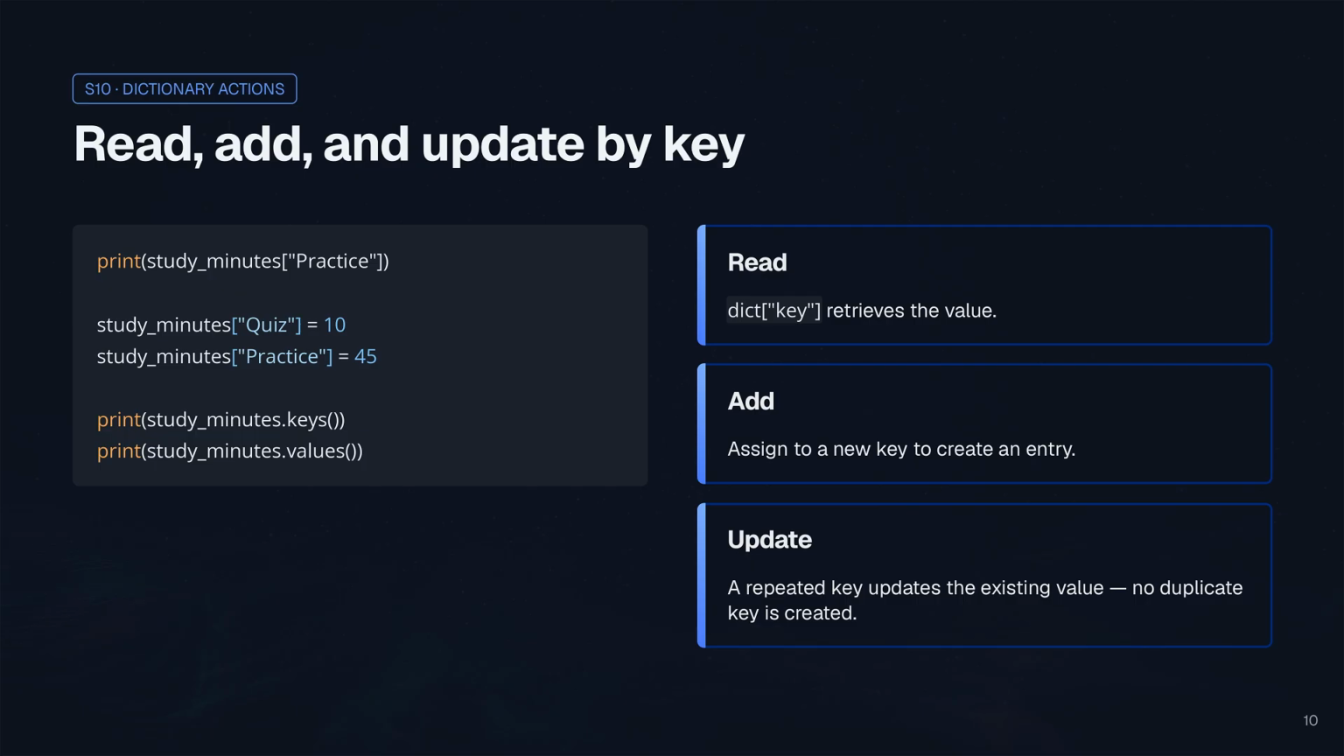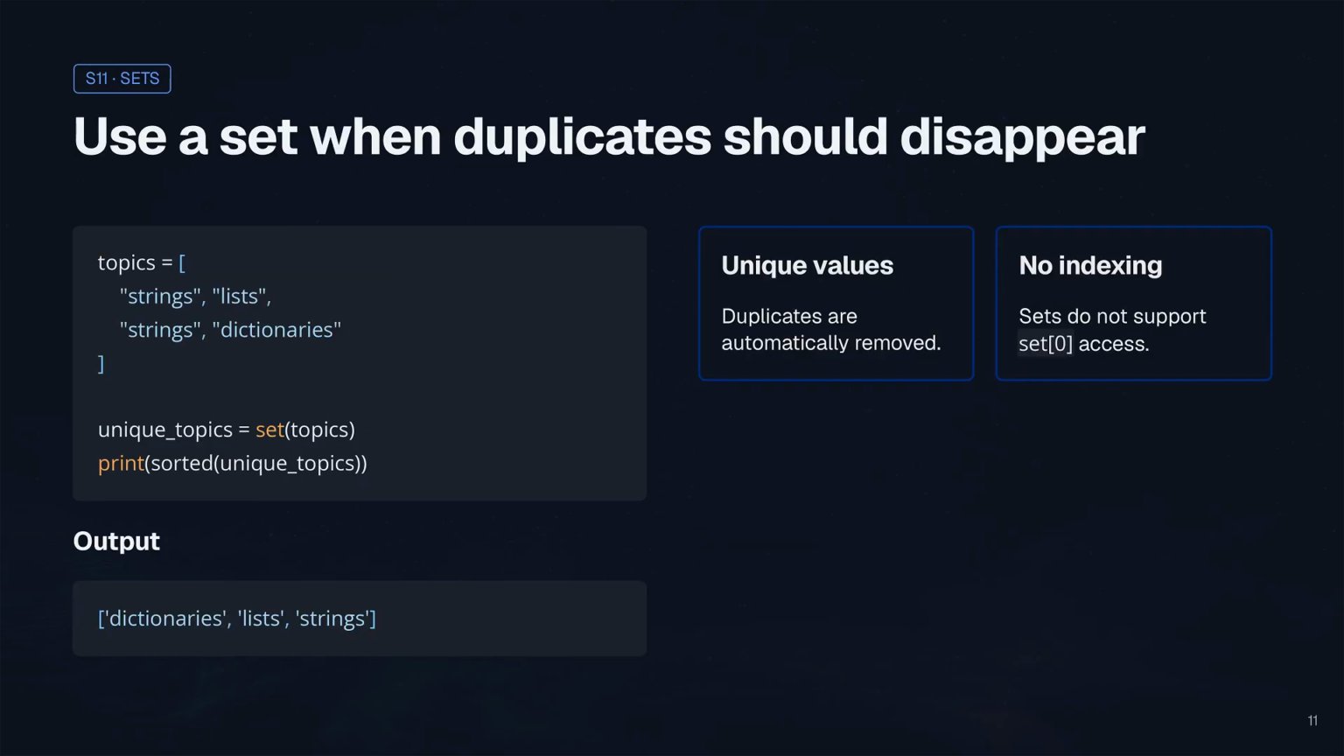Our minutes need labels. Our topic history has a different problem: duplicates. The student studied strings twice, so the original list contains strings twice. But if the dashboard only needs a catalog of covered topics, repetition adds no value. Converting the list to a set keeps one copy of every topic.